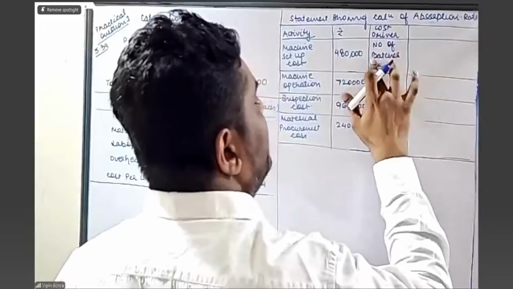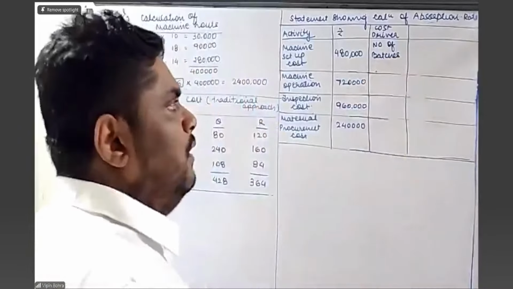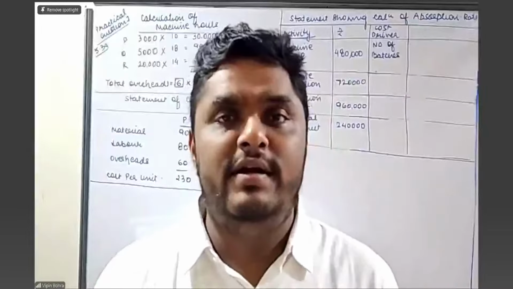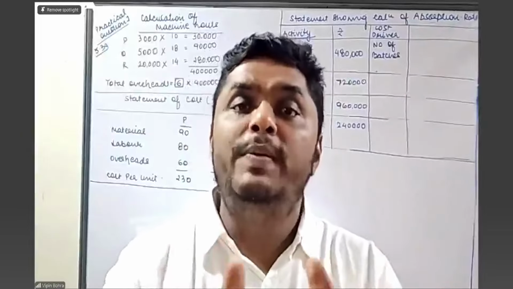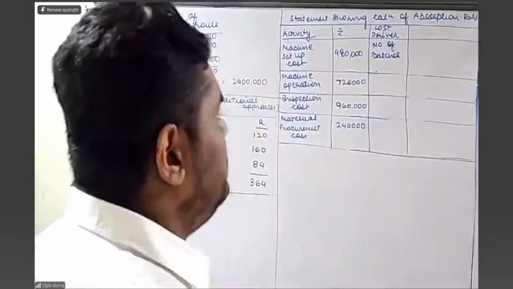Or straight away we can write number of batches. When talking about machine operation related cost, the best approach is that it be absorbed on the basis of machine hour, because machine hours are given in the question.